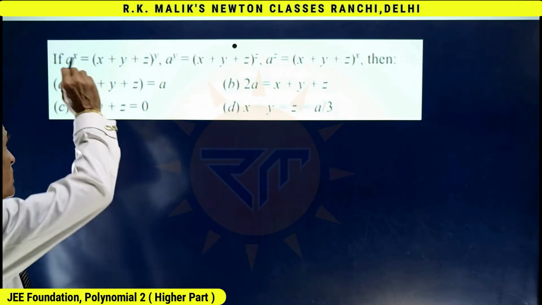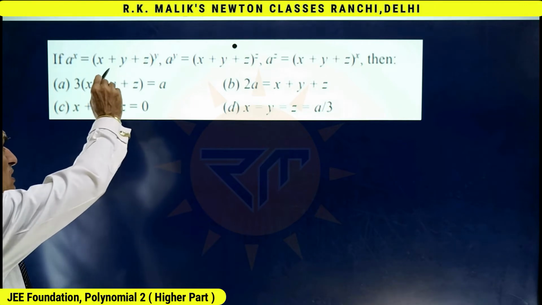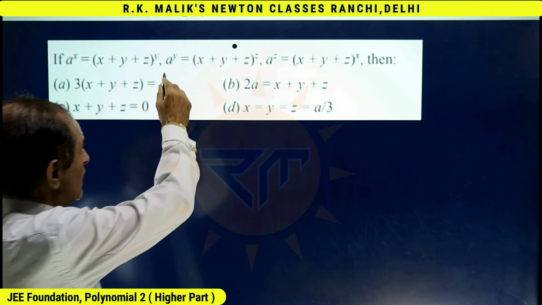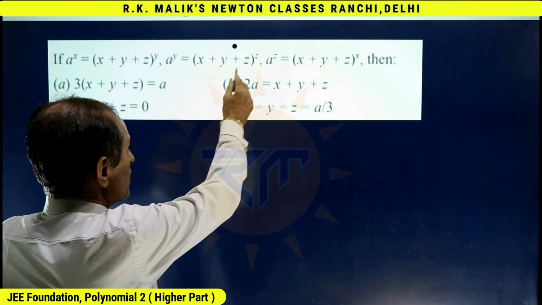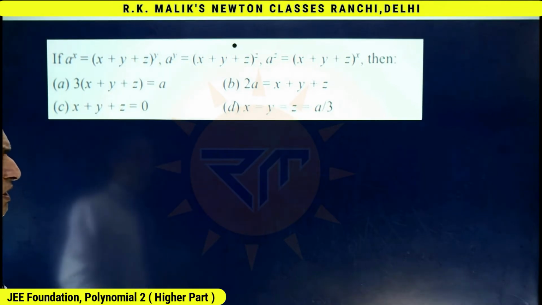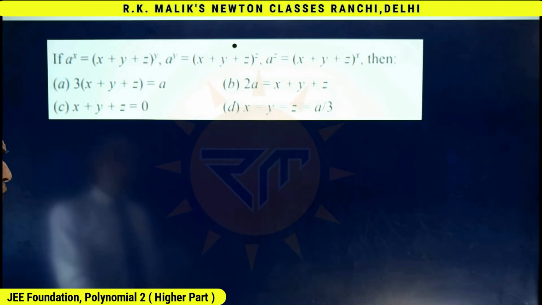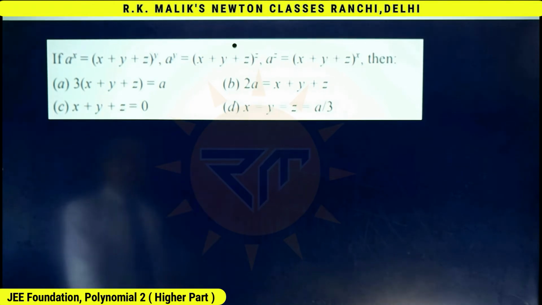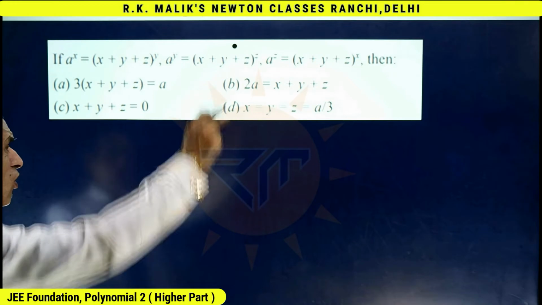In this question, it is given that a to the power x is equal to (x plus y plus z) to the power y, a to the power y is equal to this thing, and a to the power z equal to this thing, and you have to find the correct choice. First, I will do this question by the normal way, then I will tell you the smart way of doing this question.